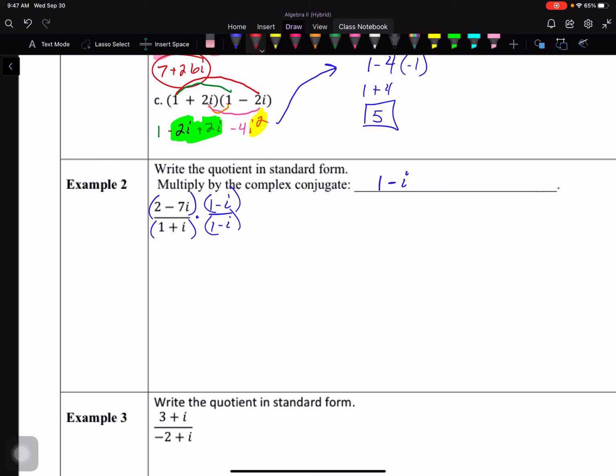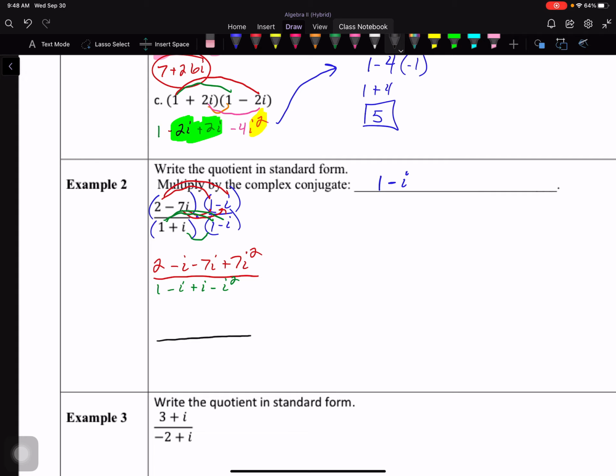Okay, so starting up top, 2 times 1 is 2. 2 times -i is -i, minus 7i, plus 7i squared. So that's the top. On the bottom, let's pick a different color. Sure. 1 times 1 is 1, minus i, plus i, minus i squared.